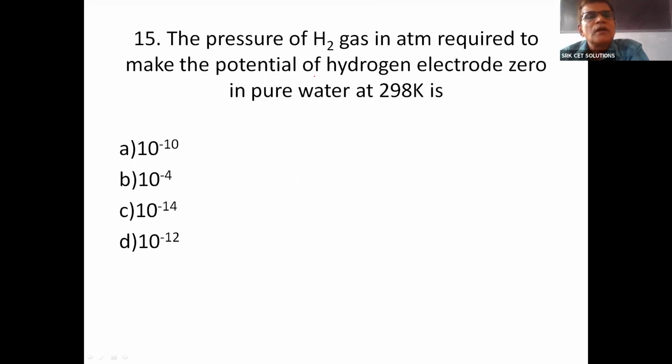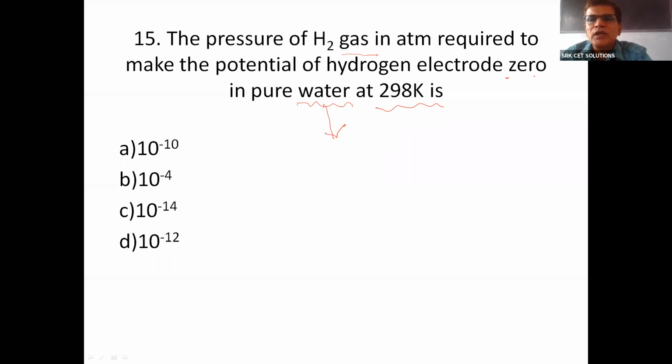Look at this half cell. The pressure of hydrogen gas in atmosphere required to make the potential of hydrogen electrode 0 in pure water. What is used is pure water at 298 Kelvin. You build a hydrogen electrode where instead of HCl, you are going to take pure water. And what will be the pressure of the gas to be passed to make its potential 0.